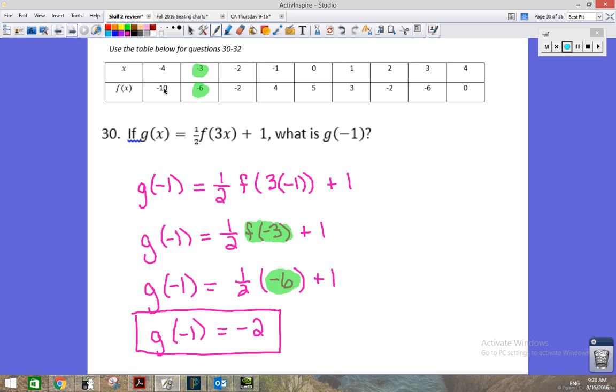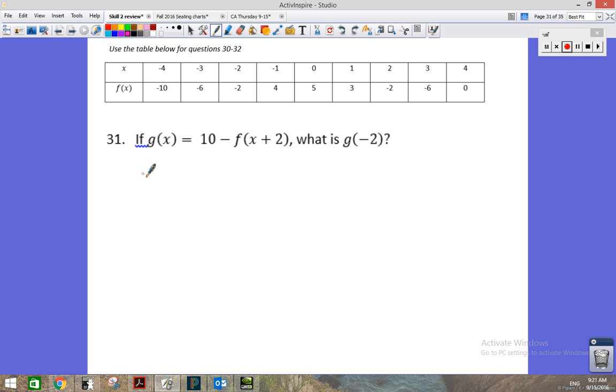Let's take a look at 31. We're going to approach it in the same way. We want to evaluate g at -2. This function g, I don't have an equation. If I did, I could just plug in -2 and do the arithmetic. But I do have a relationship that g is related to this function f, and the only thing I know about this function f is just these discrete values. I don't have an equation, I don't have a graph, I only have just a few of these values. So as long as I have one of these values in my table, then I can use that.